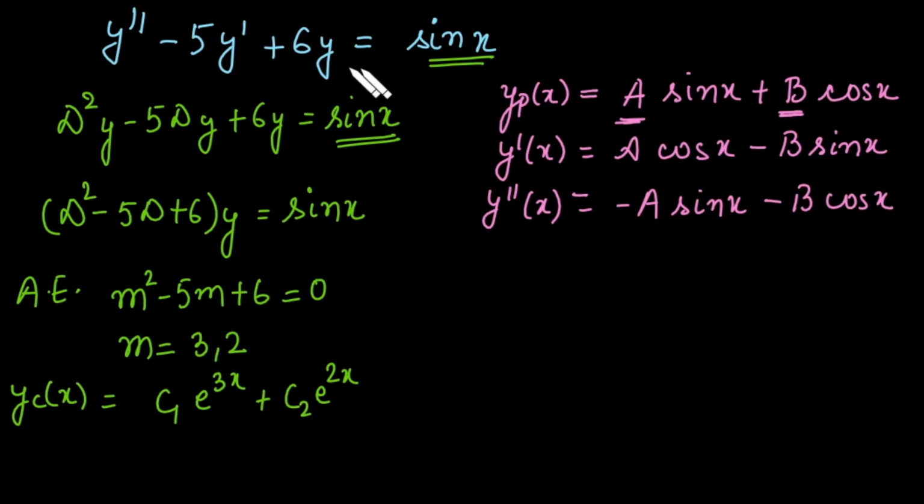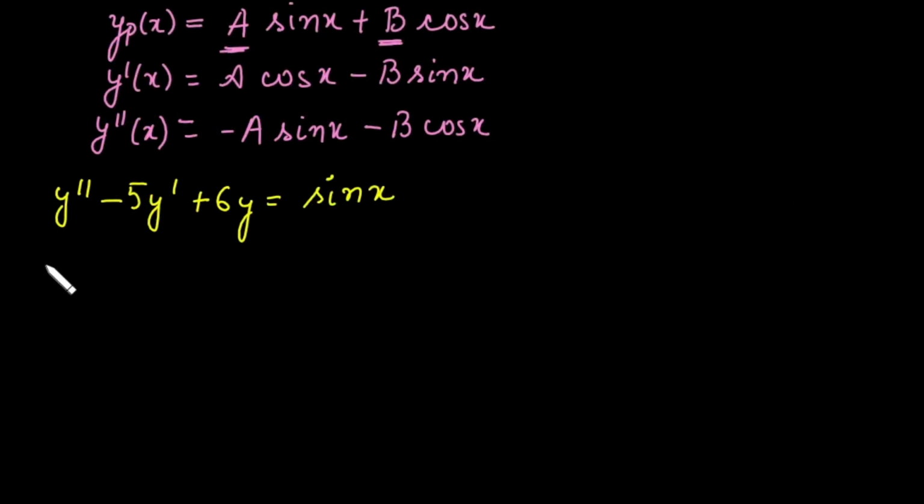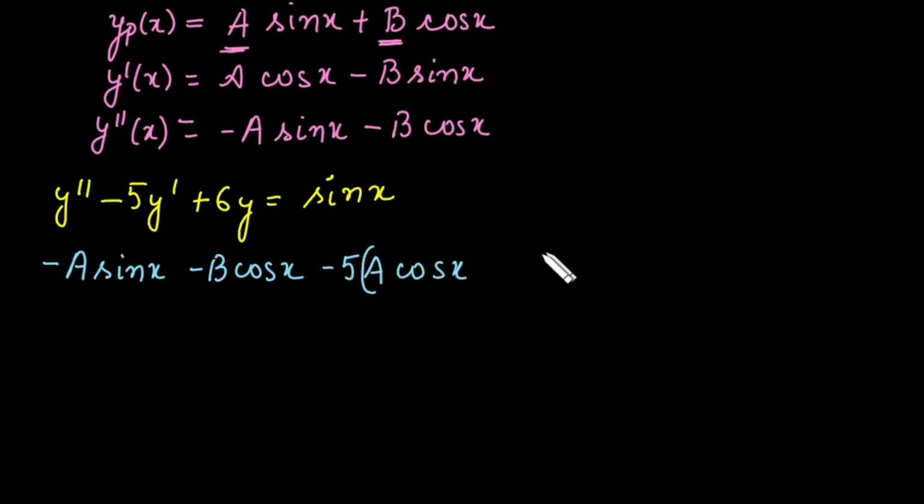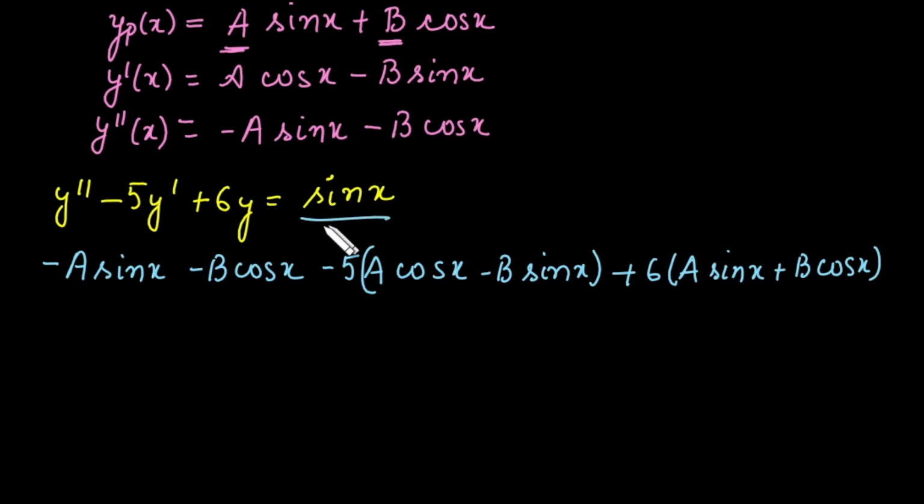Substitute these values over here. So the second order derivative is minus a sine x minus b cos of x, minus 5 times the first order derivative, that is a cos of x minus b sine of x, plus 6 times y, that is a sine x plus b cos of x. So this must be equal to sine x.